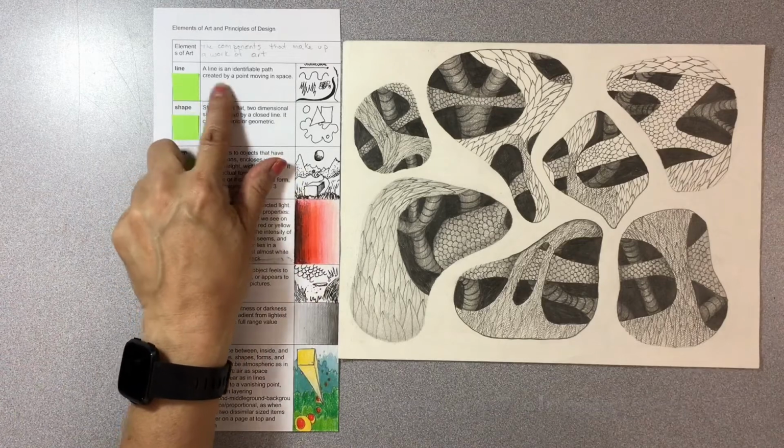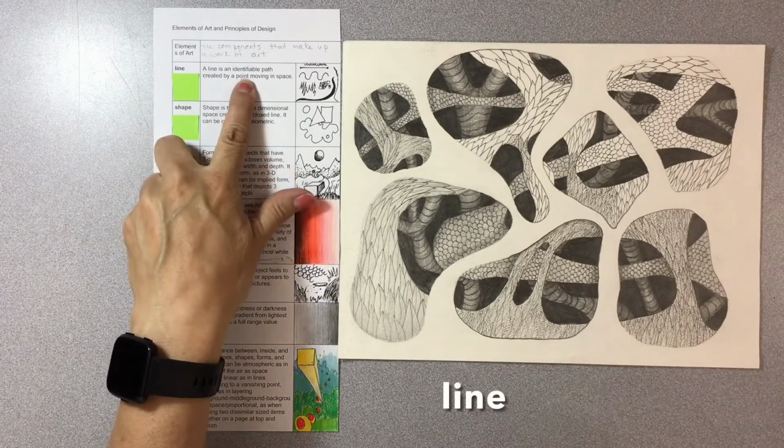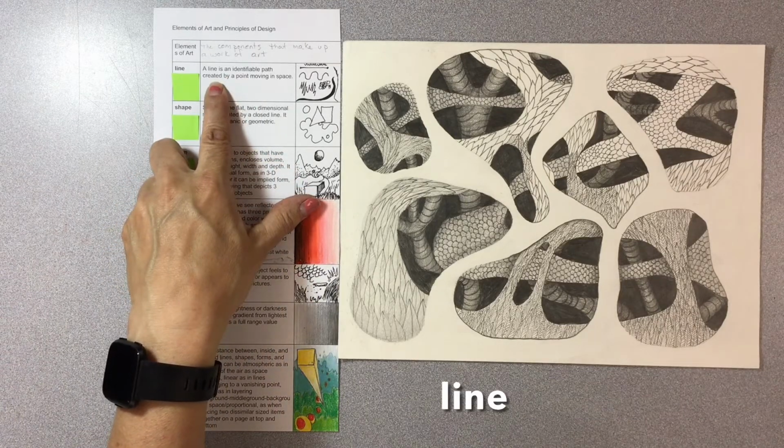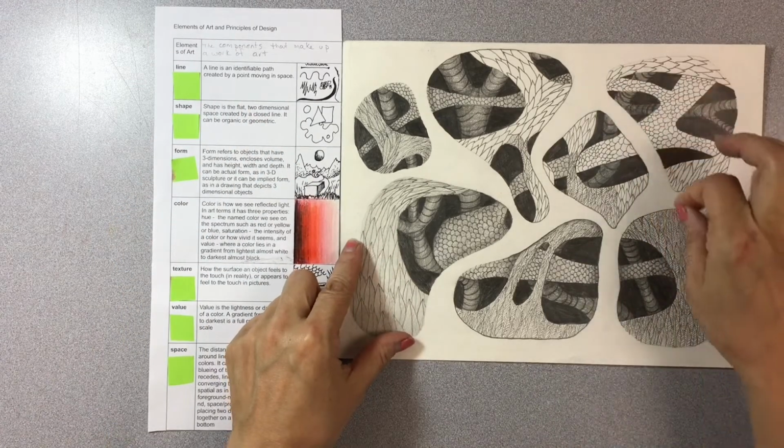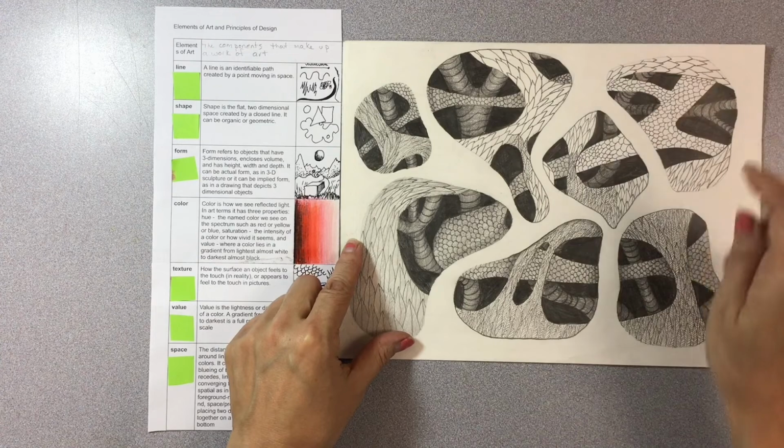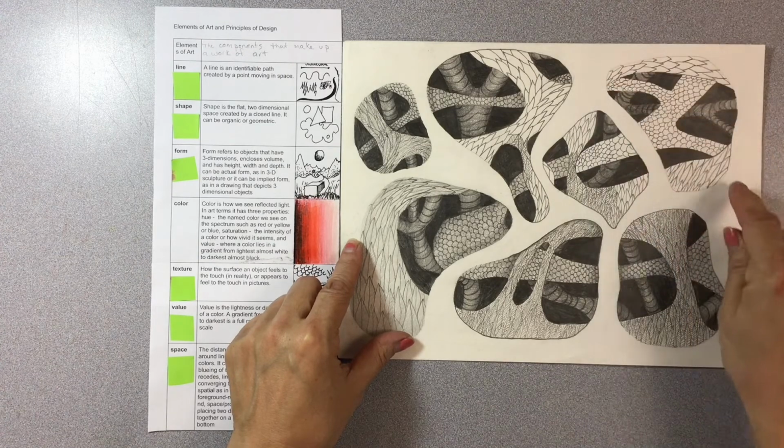We have line. Line is defined by an identifiable path created by a point moving through space. So this point moves through space and it creates this line.